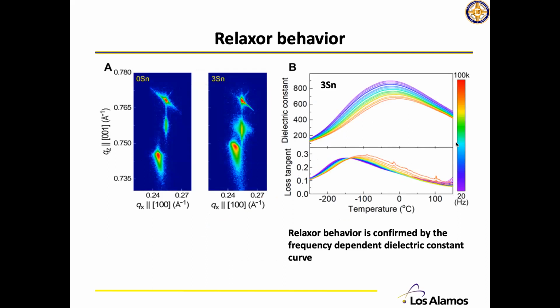And of course, we use frequency dependent measurements to confirm the relaxor behavior. You can see a typical very broad transition, and with the shift of this peak, that means most likely this is a relaxor.